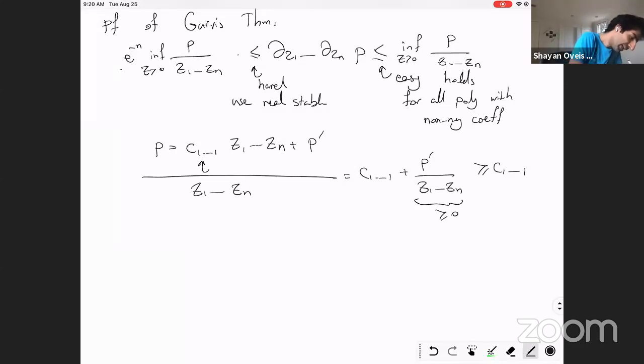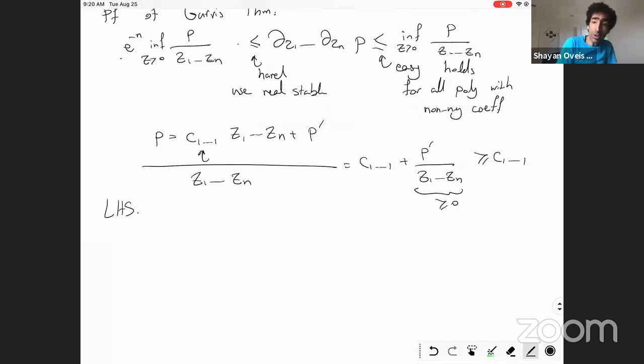So now let me prove the left side, which is the hard part of it. Let me say first that it's very important that you assume real stability. If you don't assume real stability, it doesn't work. Notice that for the proof of the right side, I didn't use real stability.